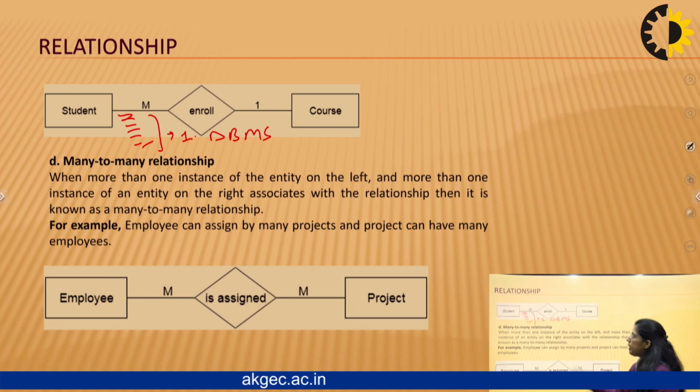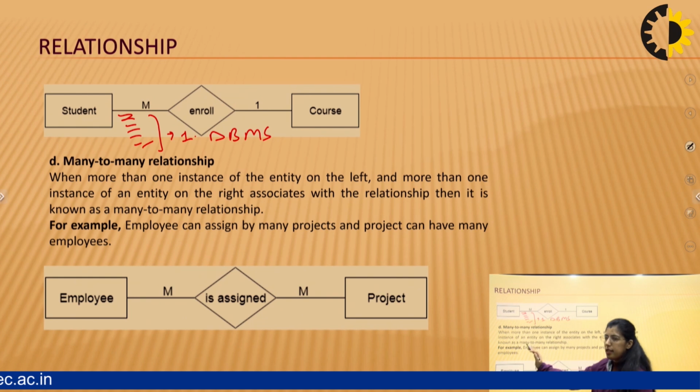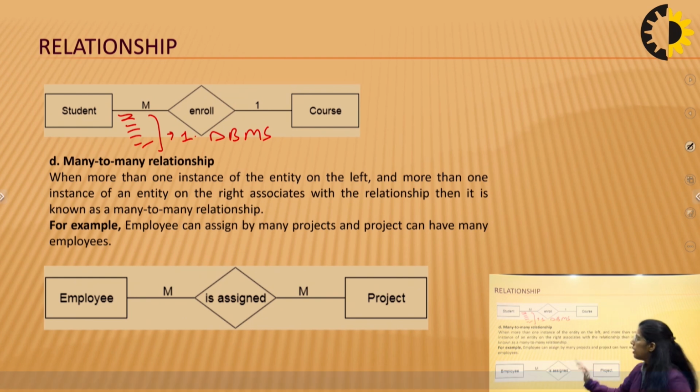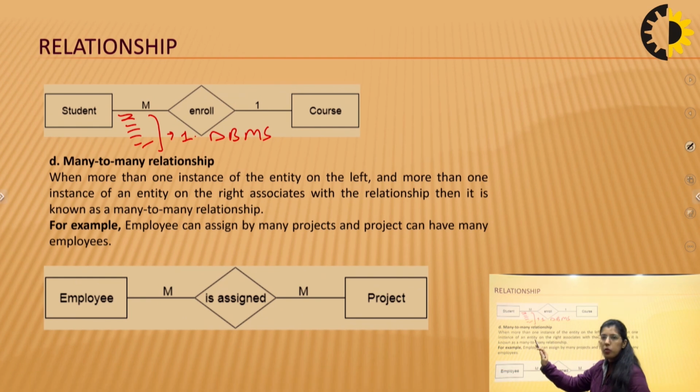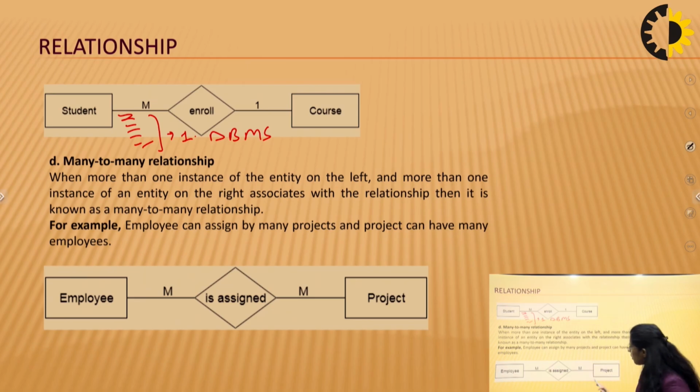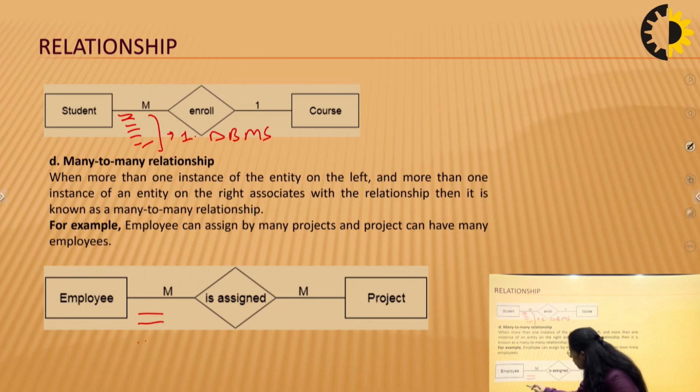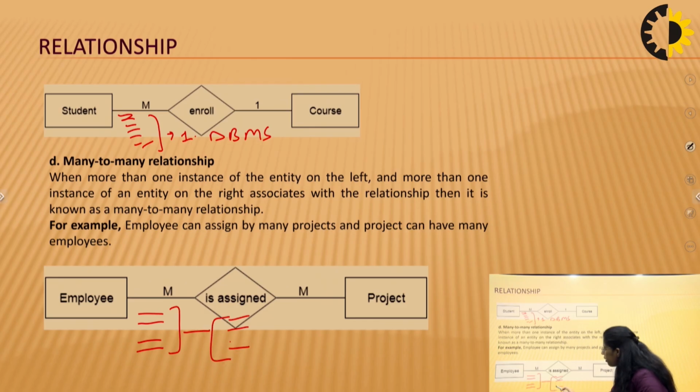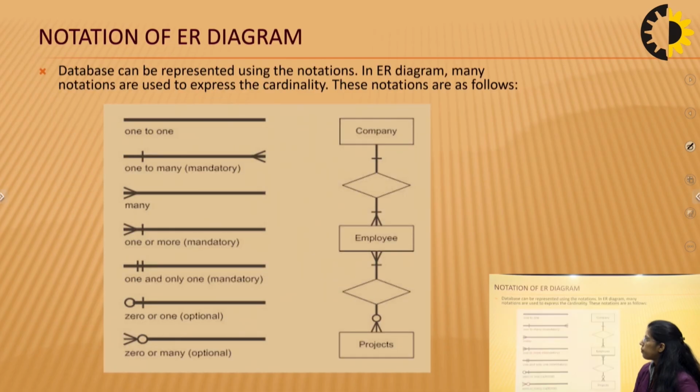Next one is many-to-many relationship. When more than one instance of the entity on the left and more than one instance of an entity on the right is represented, then it is known as many-to-many relationship. Here you can see many employees can be assigned to many different projects. So this is the example of many-to-many relationship.